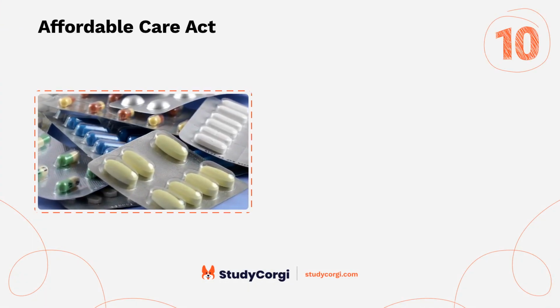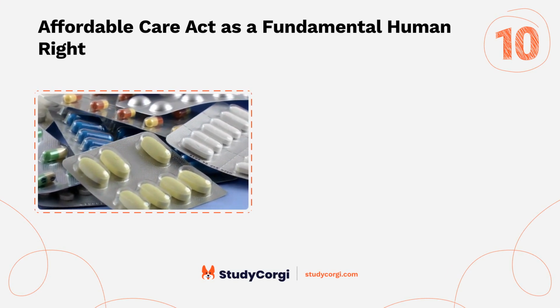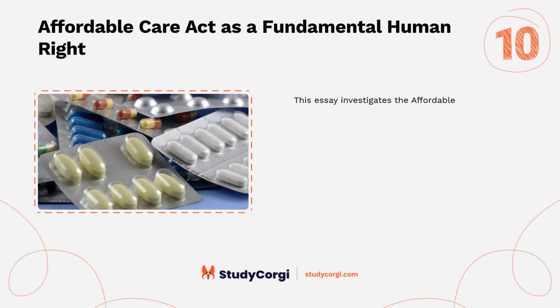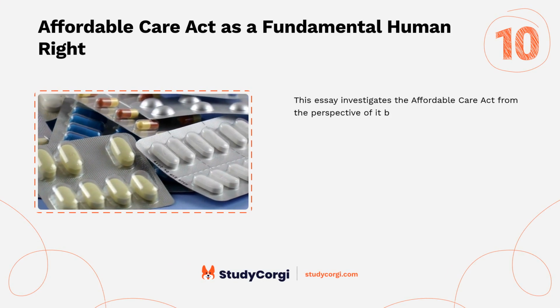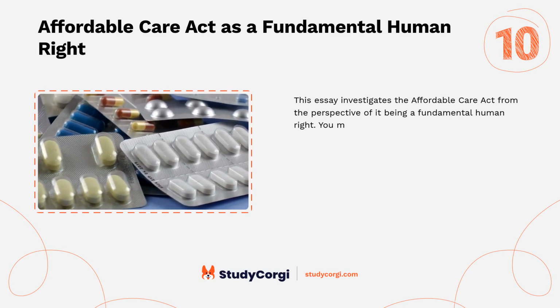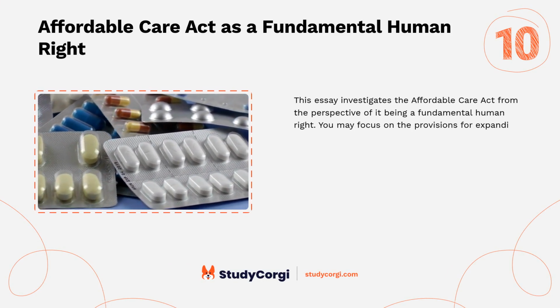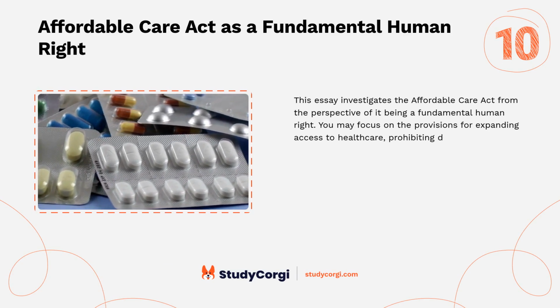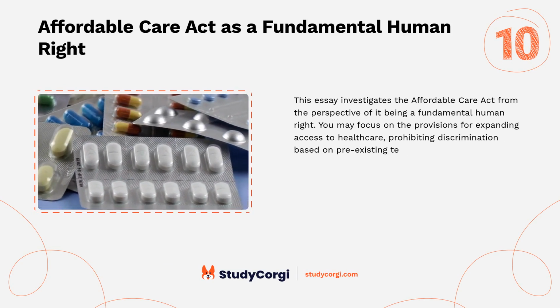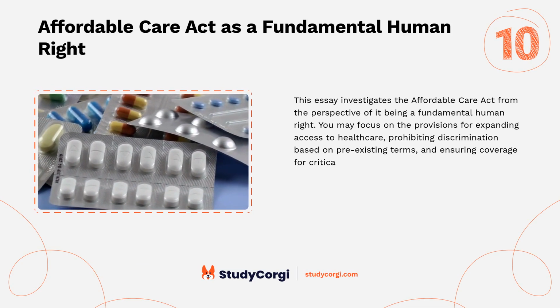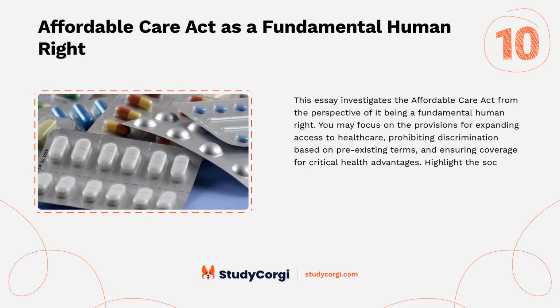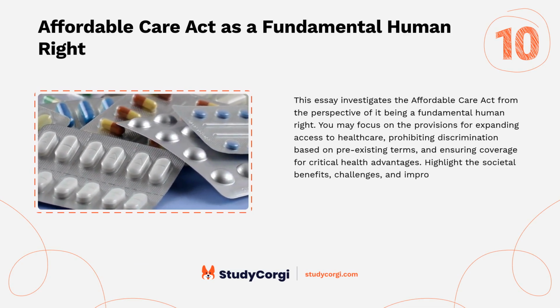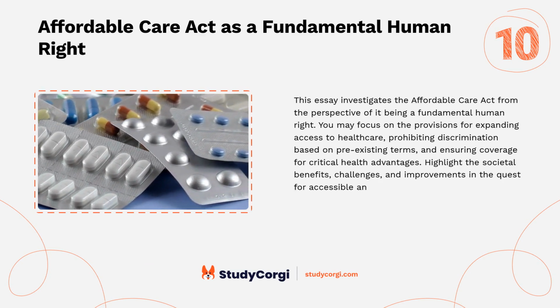Affordable Care Act as a fundamental human right. This essay investigates the Affordable Care Act from the perspective of it being a fundamental human right. You may focus on the provisions for expanding access to healthcare, prohibiting discrimination based on pre-existing terms, and ensuring coverage for critical health advantages. Highlight the societal benefits, challenges, and improvements in the quest for accessible and comprehensible healthcare as a basic human right.